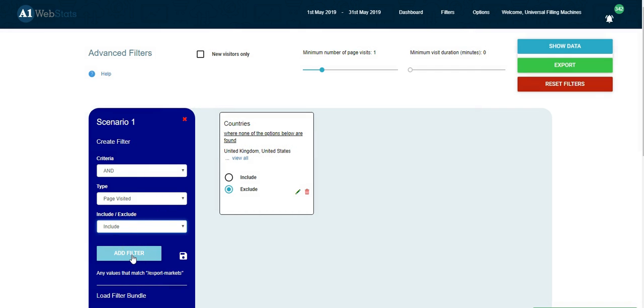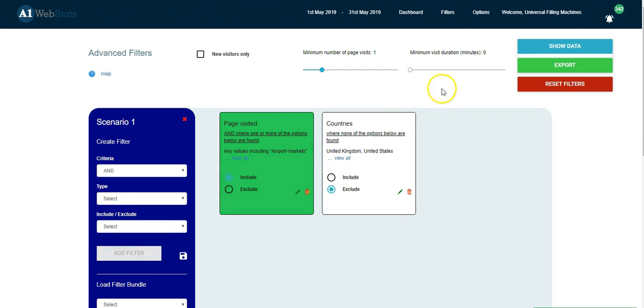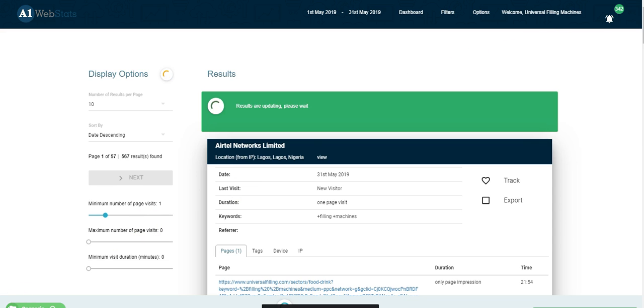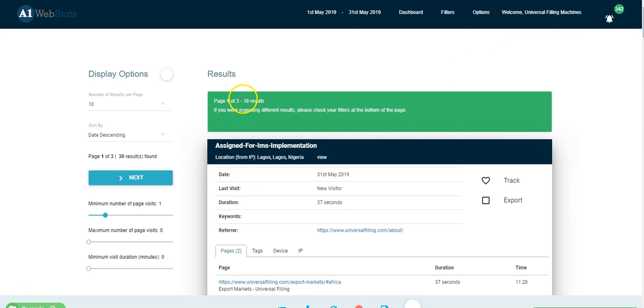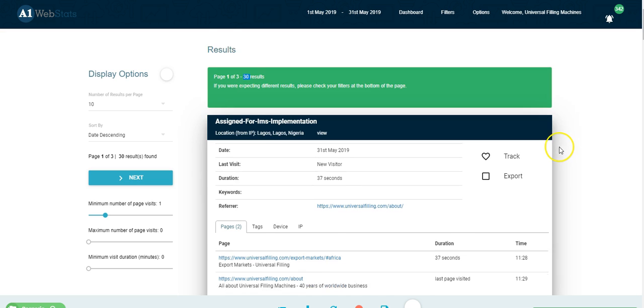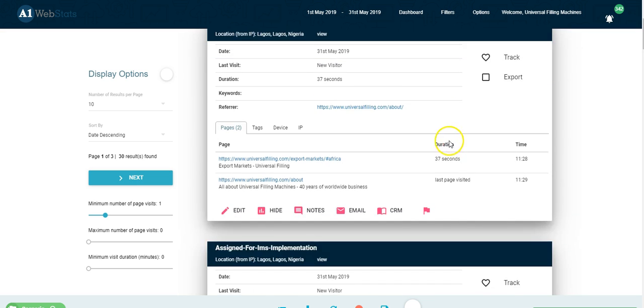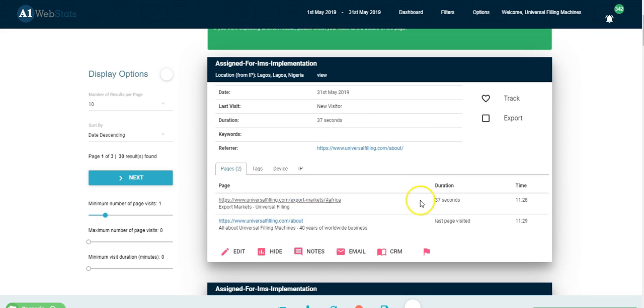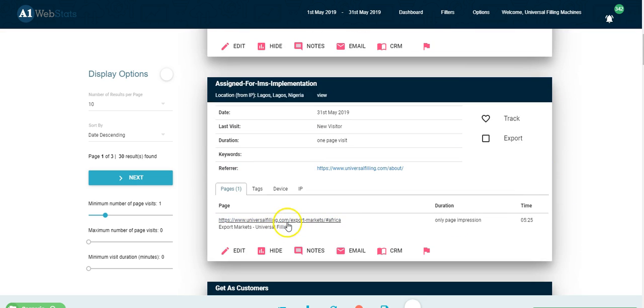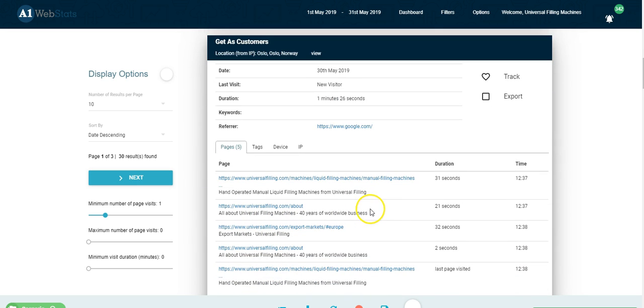And this is out of a total of 2,310. And here, with only 30 of the visitors from outside the UK and USA who got as far as those export market pages, this shouts out that there is a problem within the website.